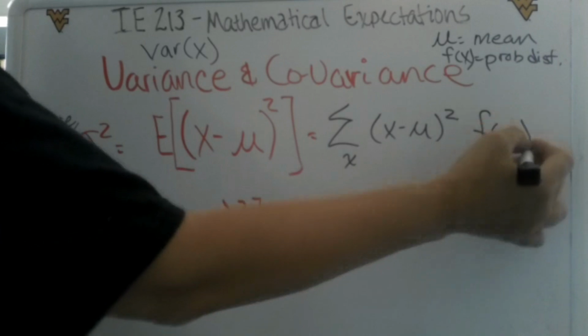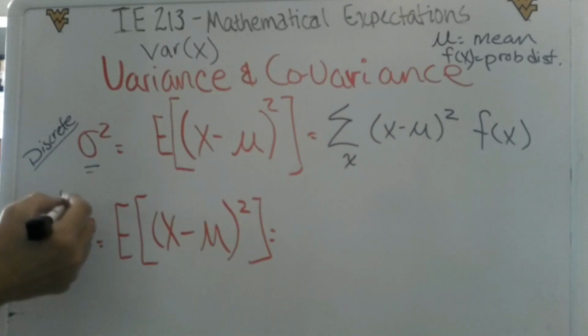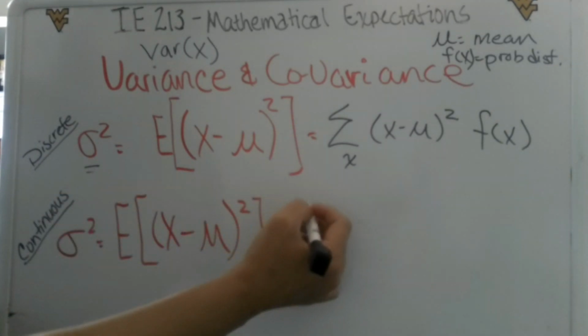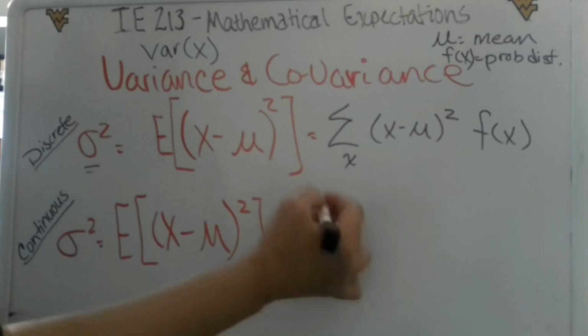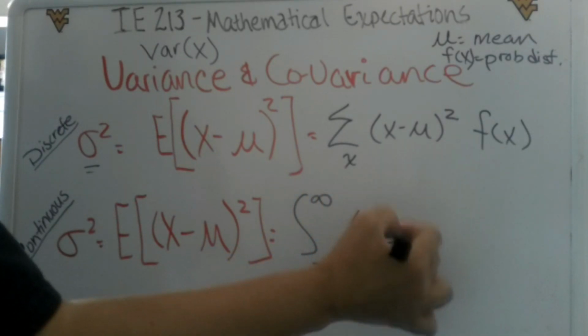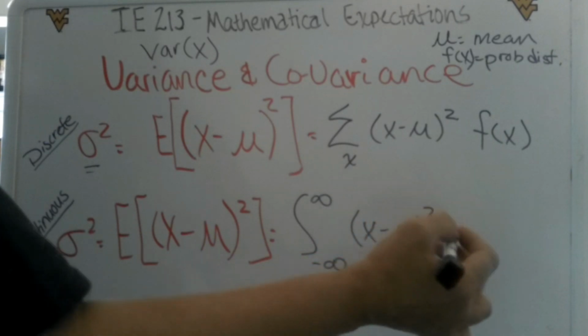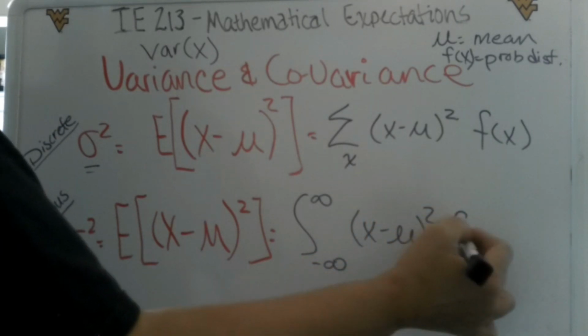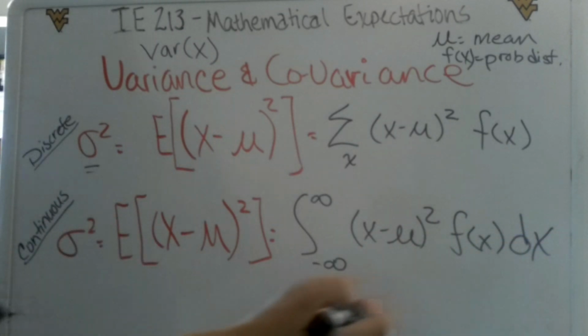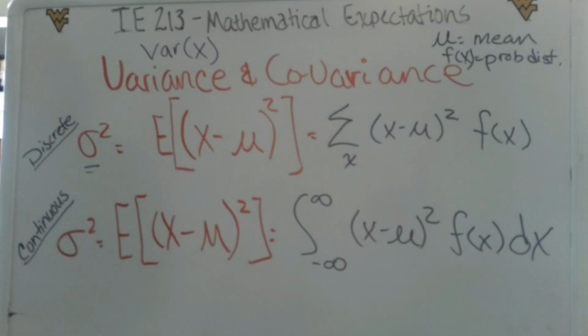And then for continuous, it's integration instead of summation. So we will do sigma square is equal to the expected value of (x minus mu) square is equal to the integration from minus infinity to infinity of (x minus mu) square times f of x dx. The positive square root of the variance, sigma, is called the standard deviation.